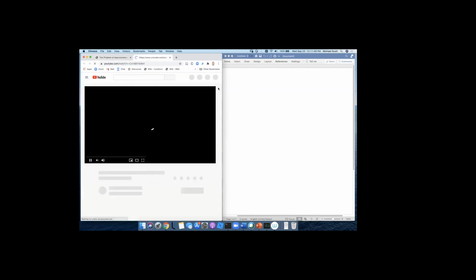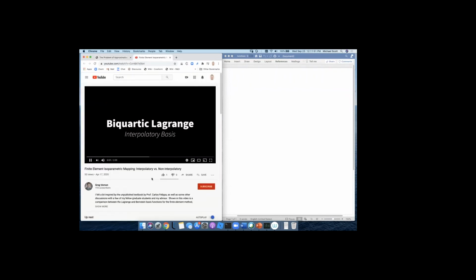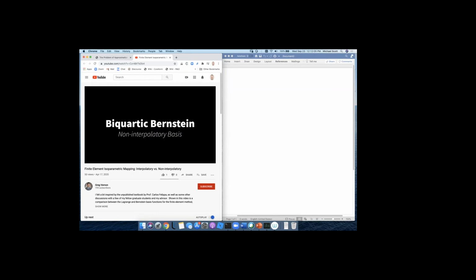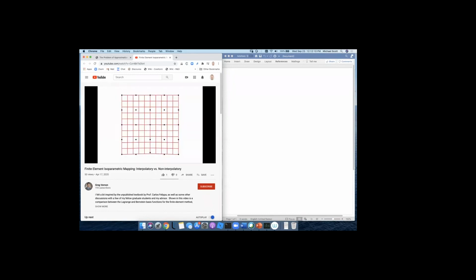So I made a video earlier this year as I was taking the 602 class or whatever the class after this one is. But this is just a quartic Lagrange, and if we just move this one middle node, what you can see is that even by moving this middle node out, on parts of the element, you're actually compressing it, right?